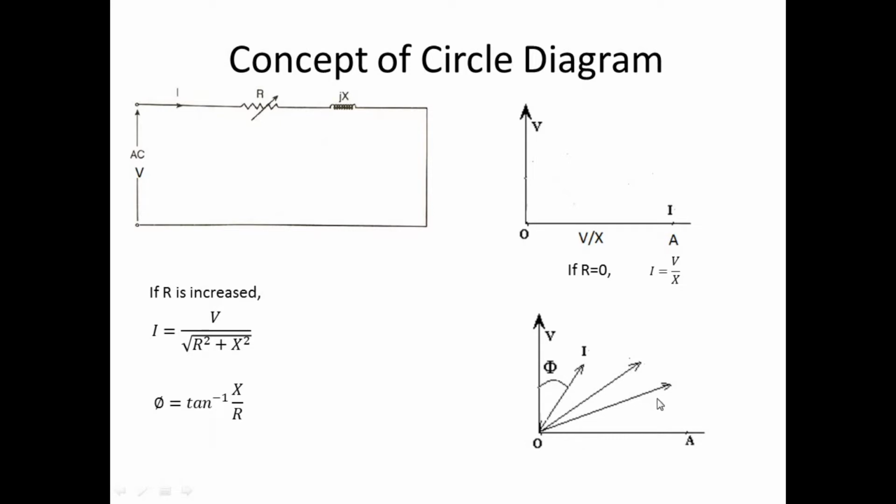So, if you are noting here, previously the current tip was here. By increasing R, this tip is moving like this, which means the locus of the tip will follow a circle like this. So, we can draw a circle which will be the locus of the tip of I when R is increased. So, this is the concept of circle diagram. If you are varying the R, the locus of the tip of I will follow a circle where OA is the diameter of the circle.